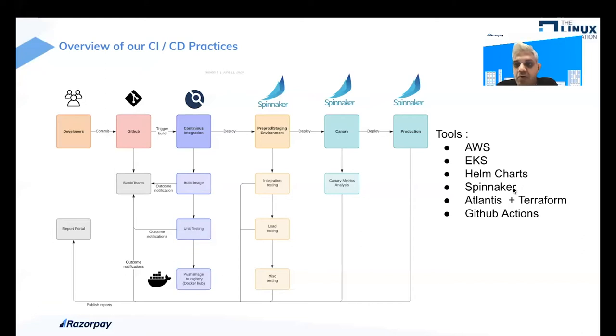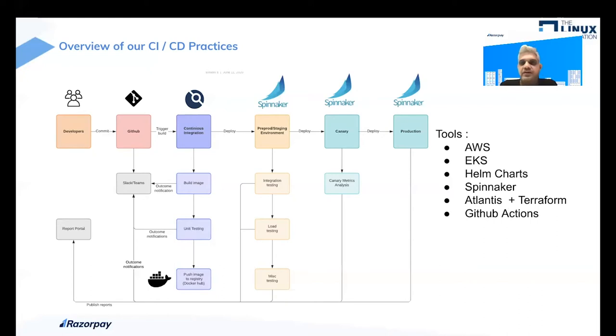Spinnaker is something that we spoke about. And our entire infrastructure is in code in Terraform. Specifically for making this self-serve, we are using an open source framework called Atlantis that allows developers to freely provision infrastructure in a self-serve fashion. And GitHub Actions is something that we already spoke about, which is the CI part of the story.